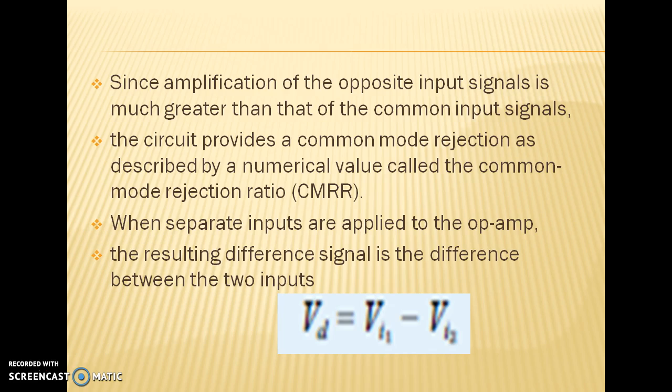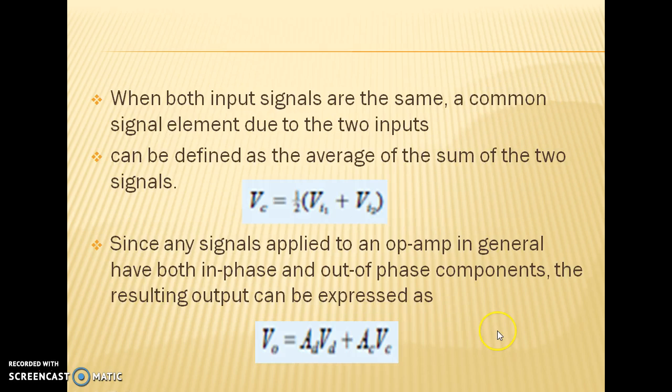When separate inputs are applied to the op-amp, the resulting difference signal is the difference between the two inputs, expressed as VD equals VI1 minus VI2. And when both input signals are the same, a common signal element due to the two inputs can be defined as the average of the sum of the two signals and is expressed as VC equals half of VI1 plus VI2, that is average of VI1 and VI2.